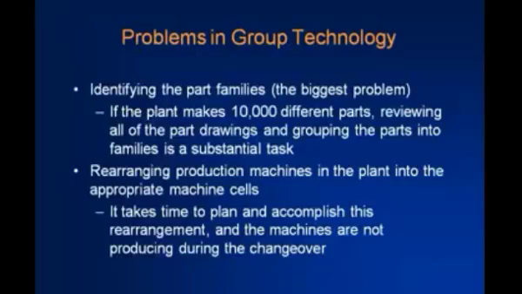Another is rearranging production machines in a plant into appropriate machine cells. It takes time to plan and accomplish this rearrangement, and the machines are not producing during the changeover. So that is another issue.